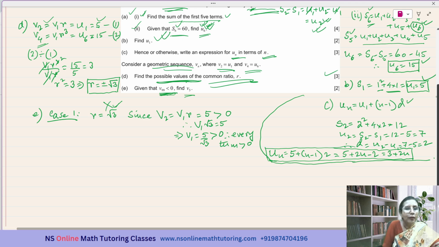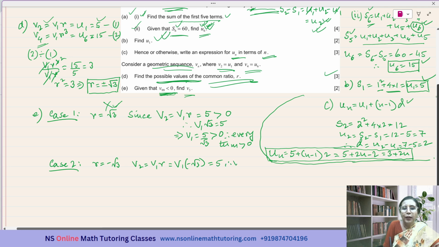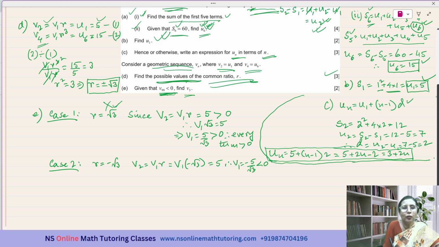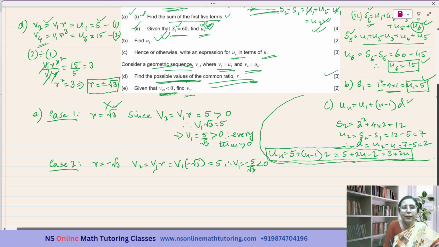So, case 2. R equal to negative root 3 and V2 equal to V1 R, which is equal to V1 times negative root 3, which is equal to 5. Therefore, V1 is equal to negative 5 over root 3. That means V1 is less than 0. So V1 is less than 0, V2 will be positive because V1 is negative and R is negative.